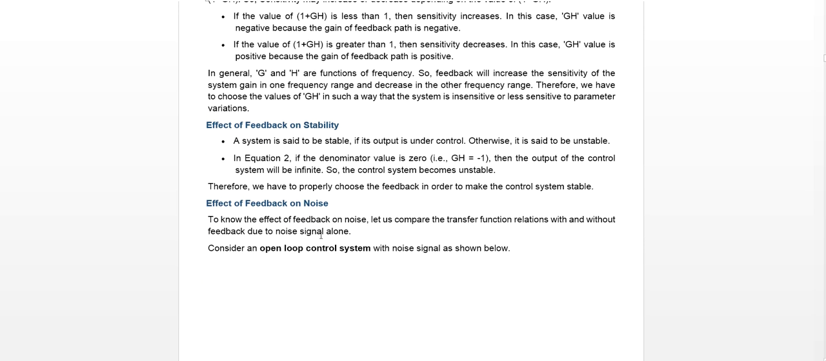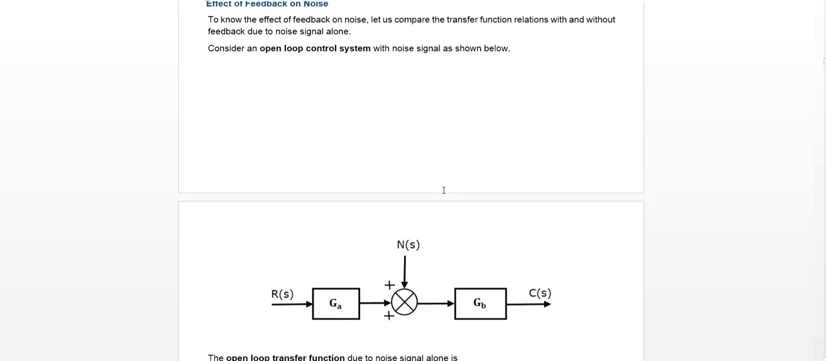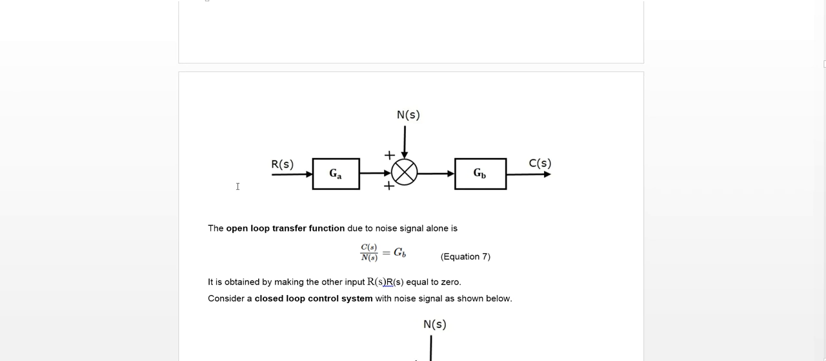So effect of feedback on noise. So to know the effect of feedback on noise, let us compare the transfer function relations with and without feedback due to noise signal alone. So consider an open loop control system with noise signals as shown below. So here we have an open loop control system. So we have here an input RS. Then we have here a process G sub A. Then in between G sub A and G sub B, we have here noise entering the signal, so NS. Then you have here the output CS.